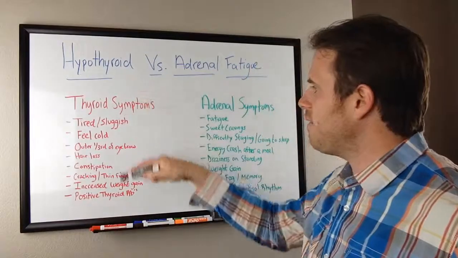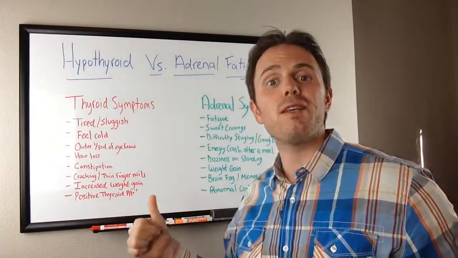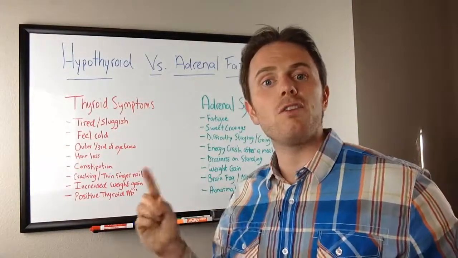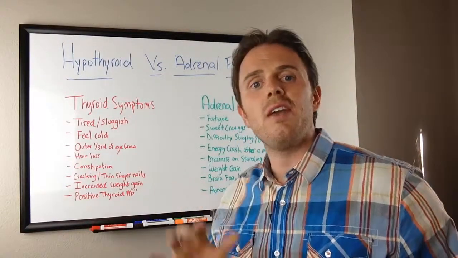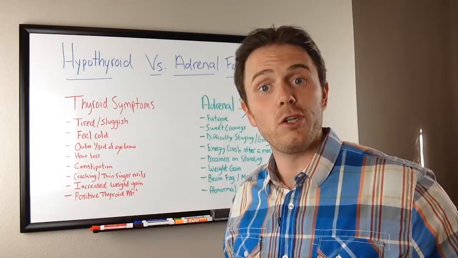So take a look at any of these symptoms here. There's 8. If you have the bottom one, I want you to give yourself plus 5 points. If you have any other of these here, give yourself plus 1. So the bottom plus 5, everything else plus 1. If you have 5 points or more, you more than likely have a thyroid issue.